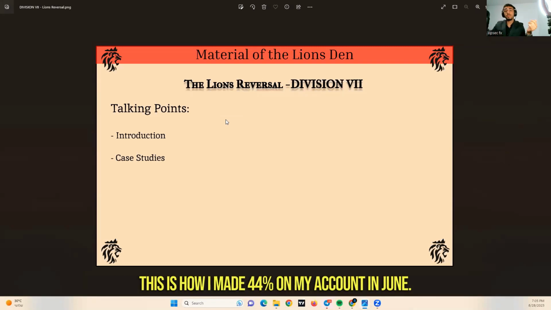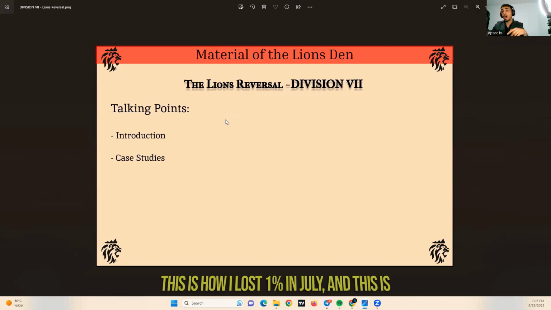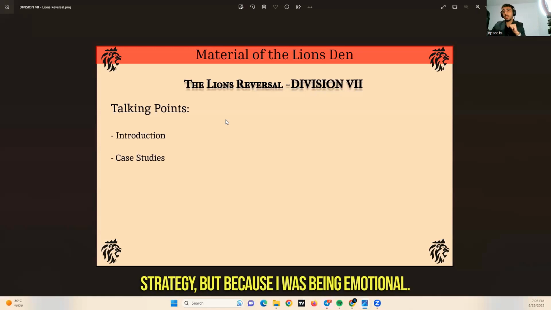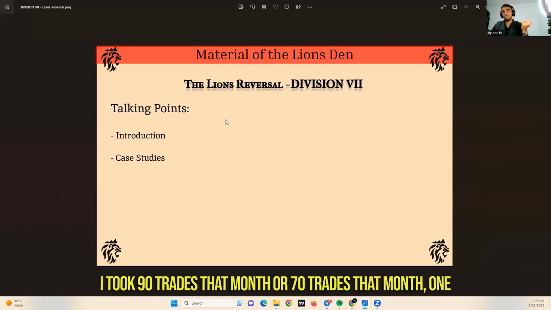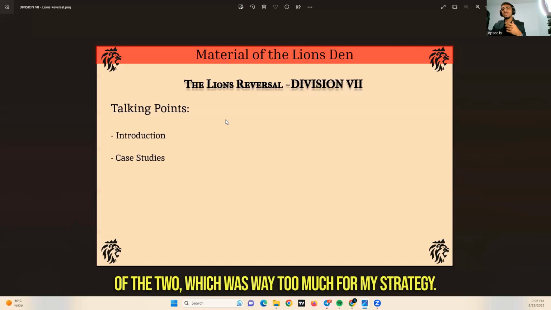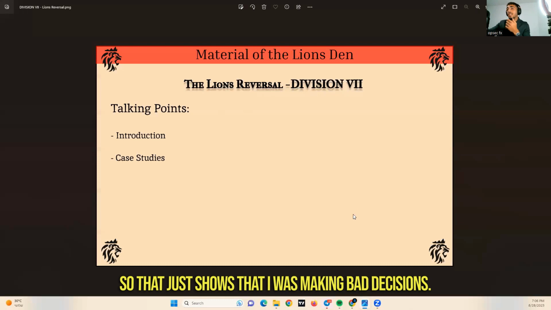This is how I made 44% on my account in June. This is how I lost 1% in July. And this is how I made 10.5% in August. In July, I lost 1%, not because of the strategy, but because I was being emotional. I took 90 trades that month, or 70 trades, one of the two, which was way too much for my strategy. So that just shows that I was making bad decisions.